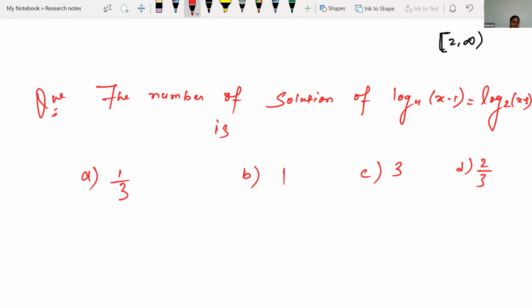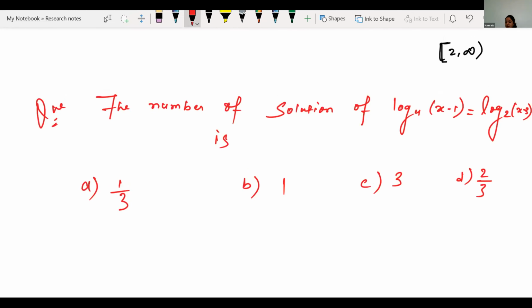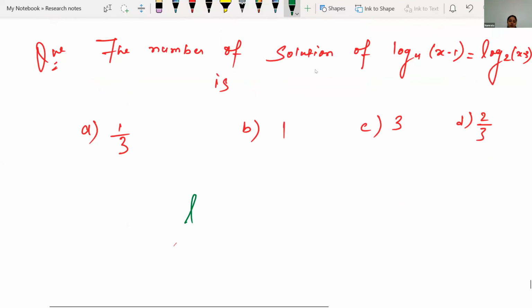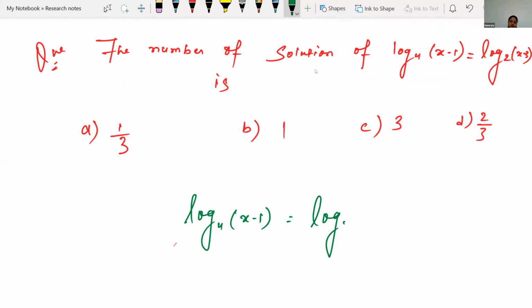Okay. So yeah, this is the question we are having, and we have to find the number of solutions. So let's write it. Log(4x - 1) is equal to log 2(x - 3). Here the bases are not the same. That's why, going ahead, we are not able to proceed.